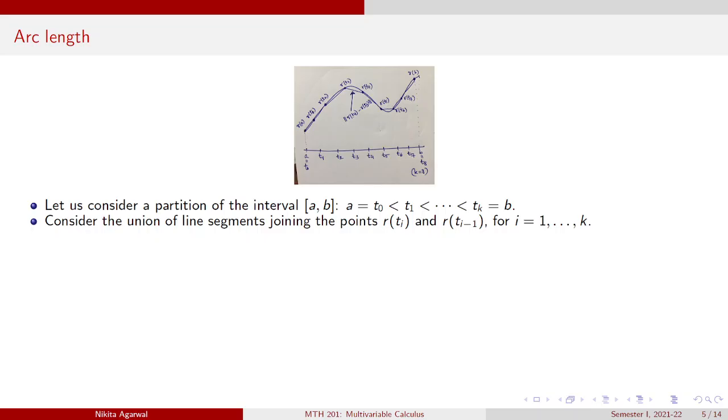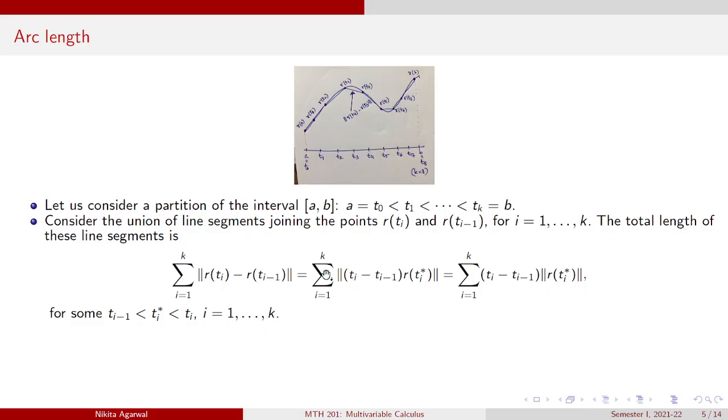Okay, so now the total length of these line segments is what? You add all these up. The first term would be the length of r(t1) minus r(t0), then the second term, and so on, and you end at r(tk) minus r(tk-1), the length of that.